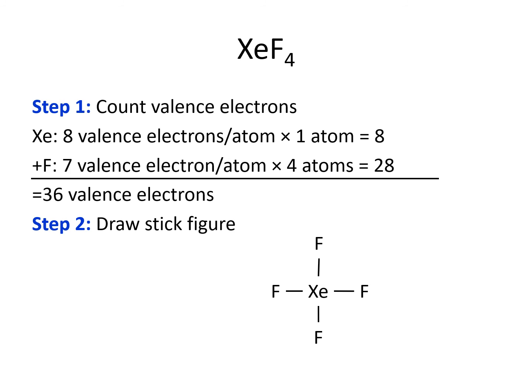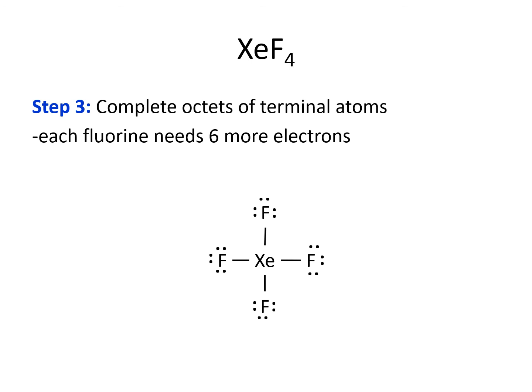Step 2. Draw the stick figure. It has fluorines attached to a central xenon atom with single bonds. A lot of students are tempted to stop here, especially when they are running short of time on an exam. Do not do it! You must do all 5 steps. Step 3. Complete the octets of the terminal atoms. Each fluorine gets 6 more electrons.